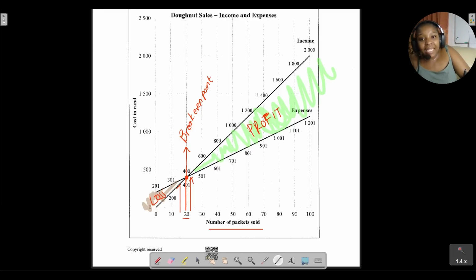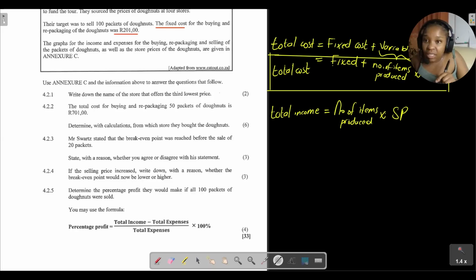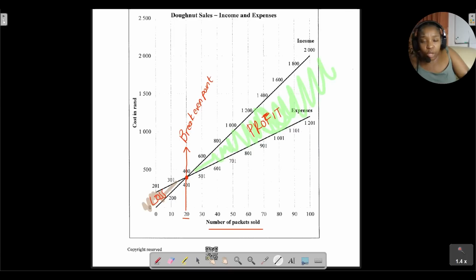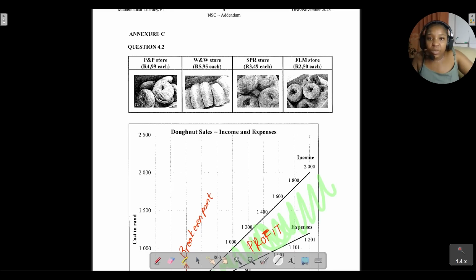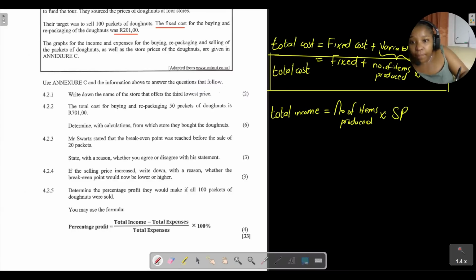Okay, so now that we understand what's happening in this graph, I think we can have a look at the questions. Write down the name of the store that offers the third lowest price. So we're going to go to these different stores that are given to us. Which store offers the first lowest? It's this one. Then the second lowest is this one, SPR. Then the third lowest is this one, PNP store. So the store that offers the third lowest price, question 4.2.1, is the PNP store.